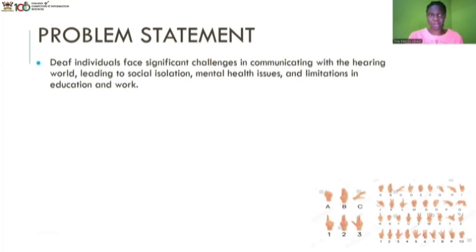Now we are focusing on how the deaf individuals feel in our society. They want to communicate with us, but we can't understand what they're trying to put across. So at times they just tend to lay low and just isolate themselves.